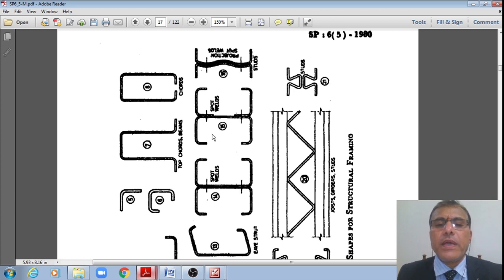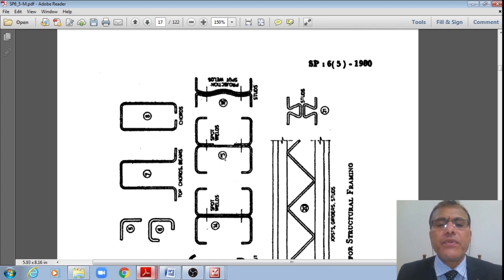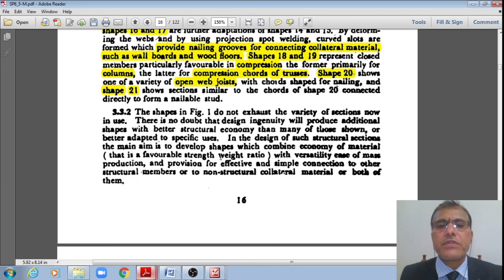Now here a channeled lip is connected with another channeled lip. Here there is a gap, whereas two channeled lips are back to back, right? Lipped channels back to back, whereas on one side of the lipped channel section, I have two channels which are unlipped, right? Then the shape 15 is formed.